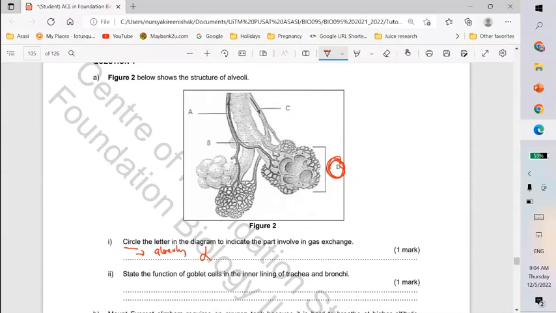Okay, so if we look at C, C is what? We label all of this diagram. So C is pulmonary artery or vein?